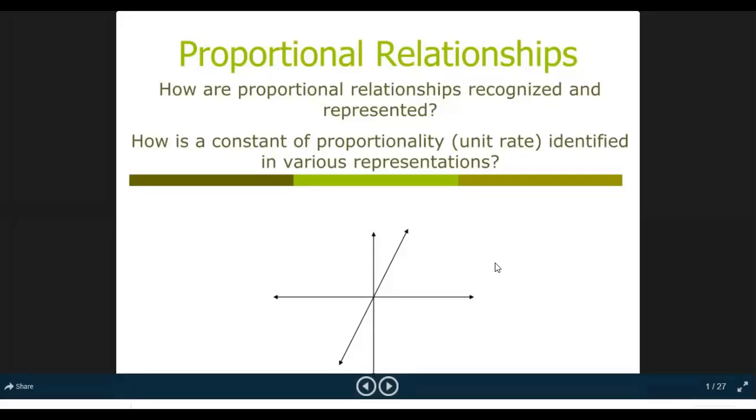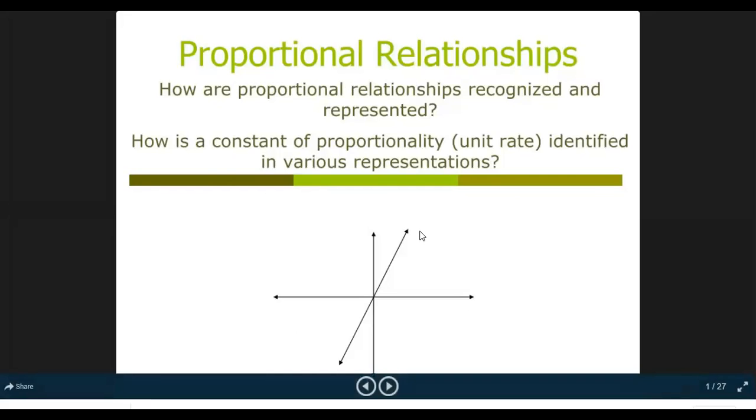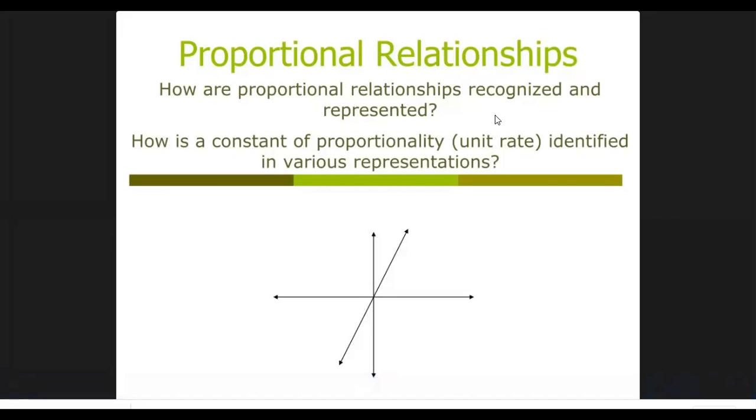Today, inshallah, we are going to start with module 3 in our book, which is talking about representing proportional relationships. At the beginning, we have to know how proportional relationships are recognized and represented. Our targets today: how are proportional relationships recognized, how do we find the relationships and what do they represent? The second objective: how is a constant of proportionality, or unit rate, identified in various representations?